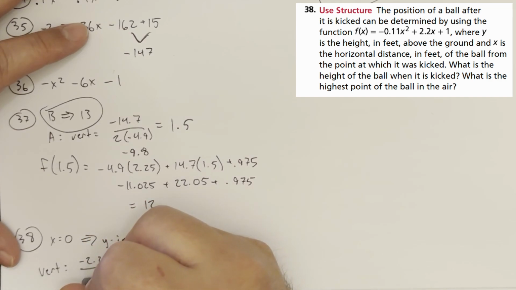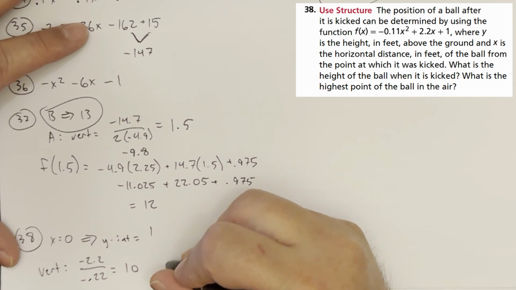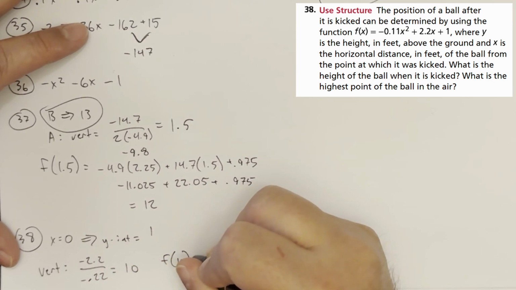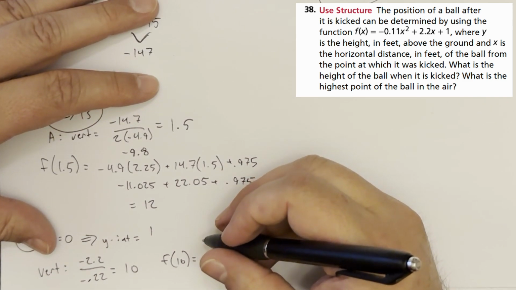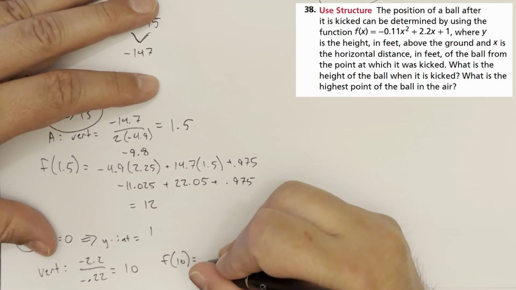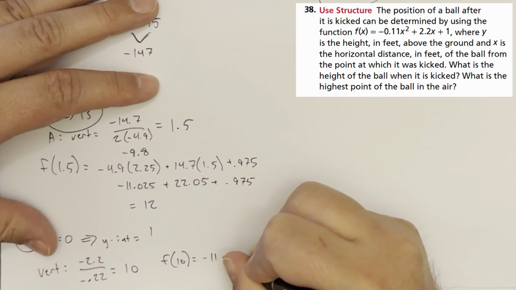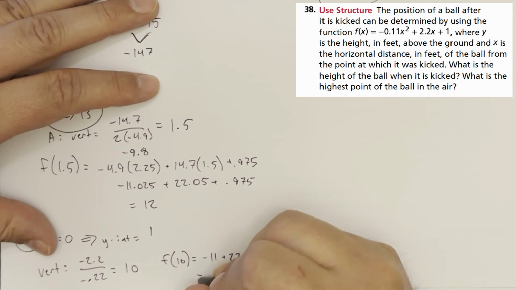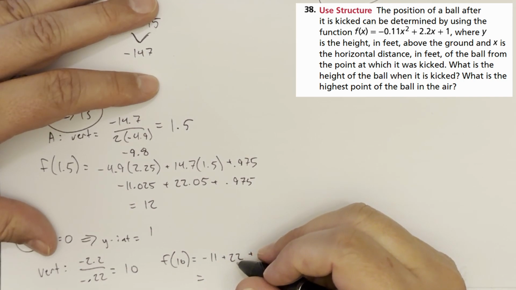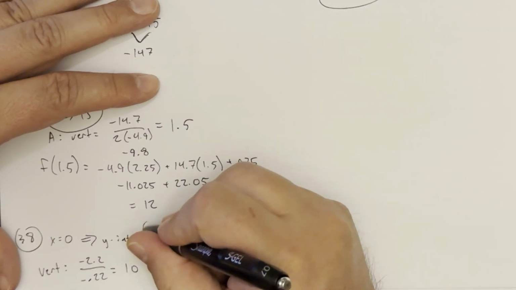Then we find the vertex to find the maximum height, so negative b, so negative 2.2 over 2 times negative 0.11, which is negative 0.22, which is 10. Find the function of 10. So 10 squared is 100 times negative 0.11 is negative 11. 2.2 times 10 is 22 and plus 1, so 22 minus 11 is 11, plus 1 is 12. So it reaches a maximum height of 12.